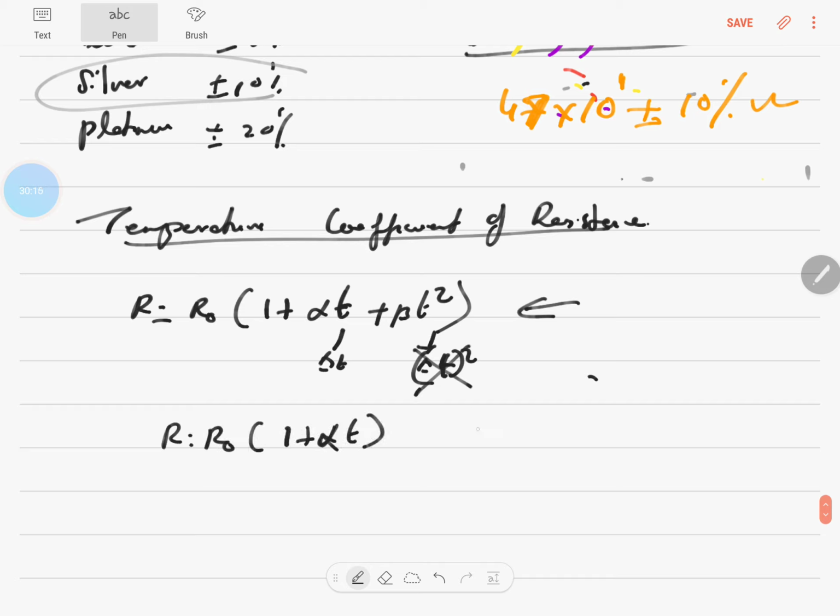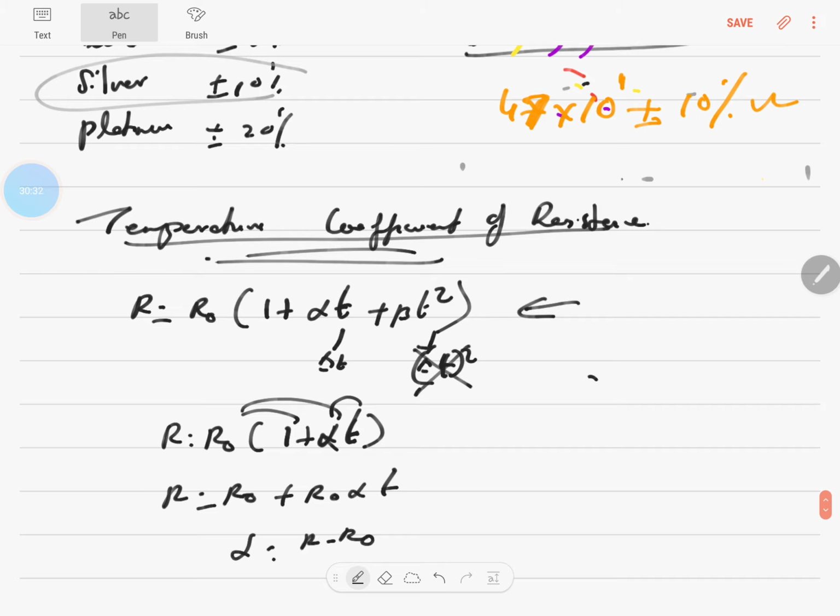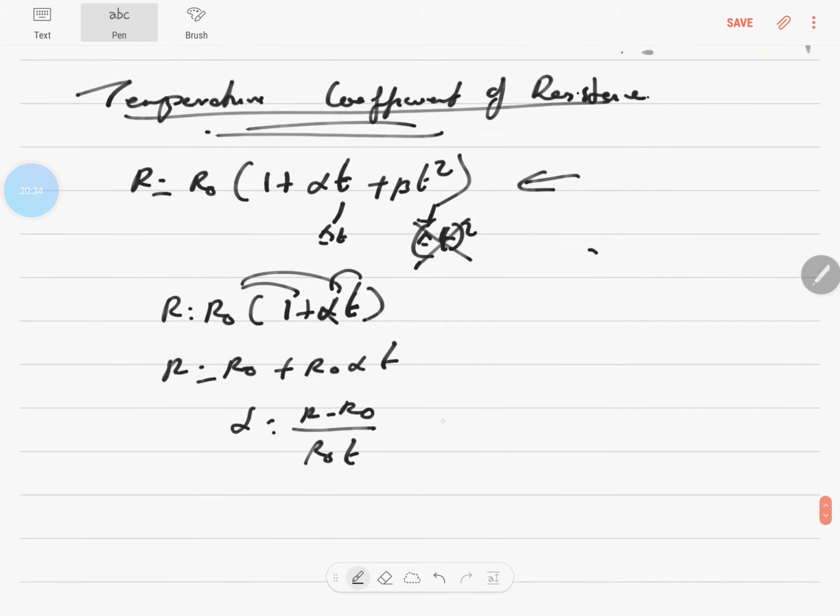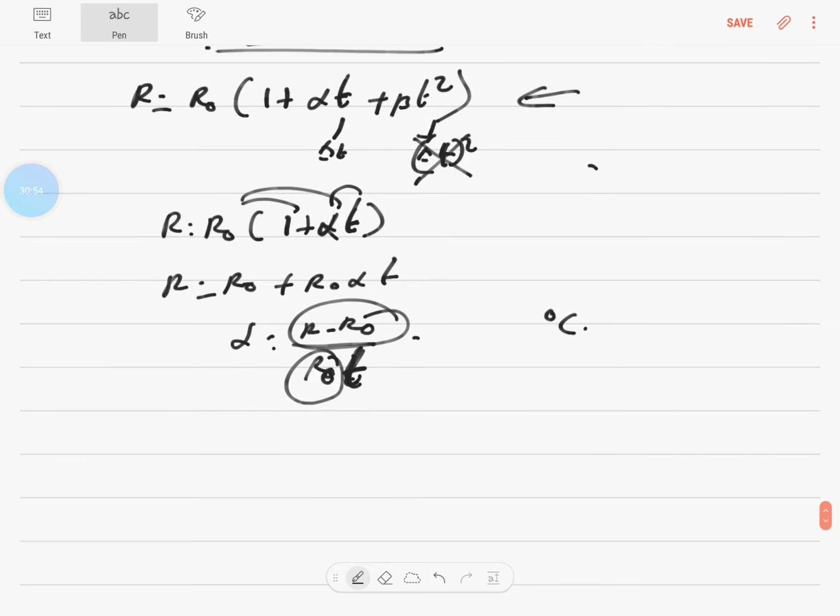where alpha is a coefficient. Can you see, temperature coefficient? That's why it's called the temperature coefficient of resistance. Let's take R0 inside: R = R0 + R0αT. Thus alpha itself is (R − R0)/(R0 T), which is the change in the resistance to original resistance per degree rise in temperature. Ohm and ohm get cancelled, so the unit is per degree Celsius, or per degree Kelvin. That's what the temperature coefficient of resistance is.